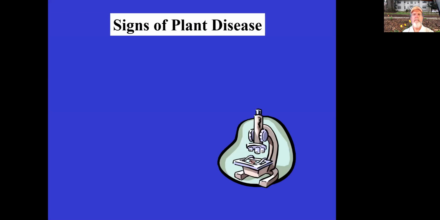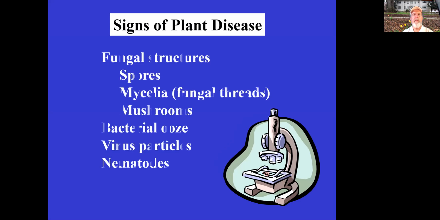So the signs of the plant disease are often only seen microscopically, not all the time, but the structures like the spores or those fungal threads, we call them mycelia, or mushrooms. Mushrooms are bigger. Bacterial ooze is very small, but sometimes we can cut a plant stem or a leaf and actually see all the bacteria just oozing out of that. And sometimes it's sticky. Sometimes we can do a little test to touch it and make it look like a little sticky thread. Virus particles are very, very small. So again, we need a very high-powered microscope. And nematodes usually need a microscope, but sometimes when there's a bunch of them, we can see them with our own eyes.